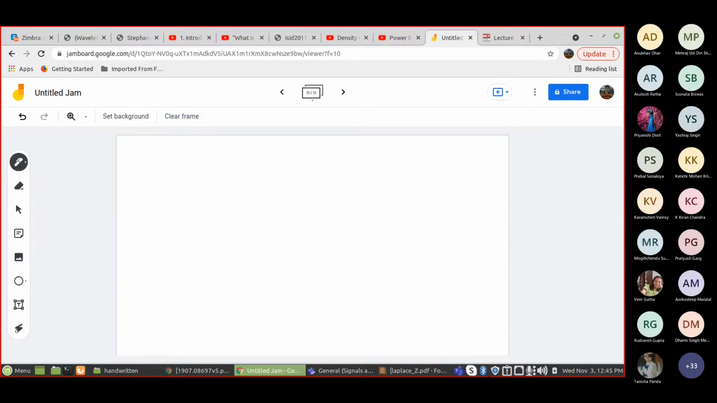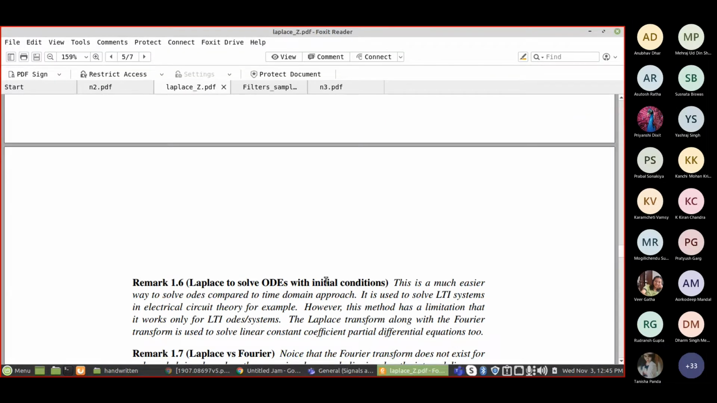I'm already running out of time. I wanted to quickly do the Z transform also today, at least give you a brief about the Z transform. I don't think I'll be able to do that. But let us see.